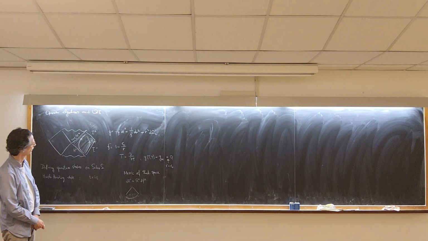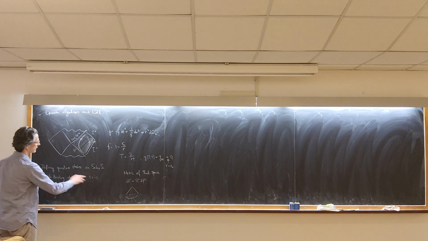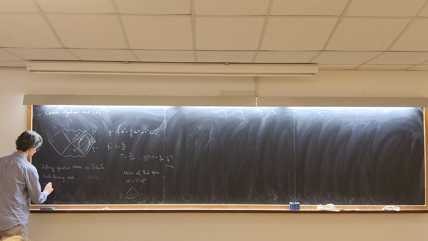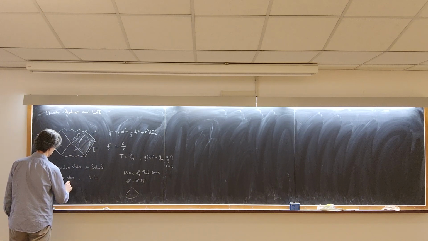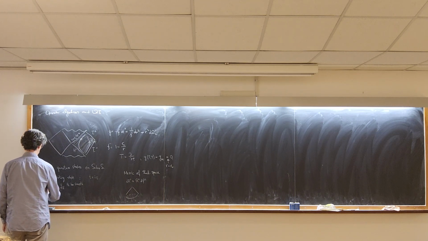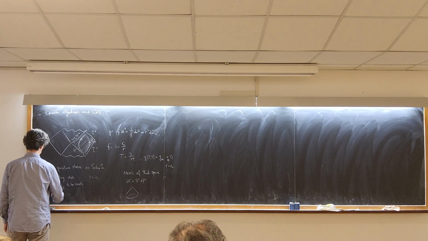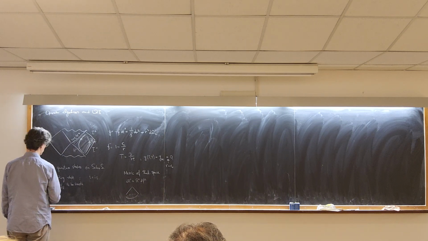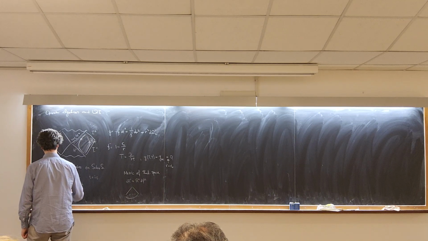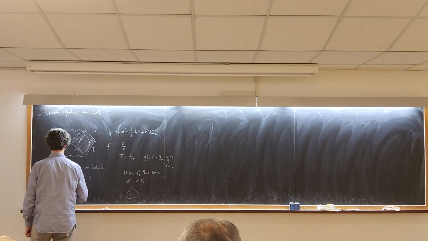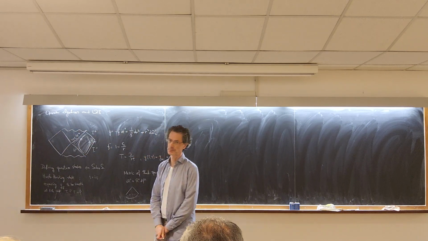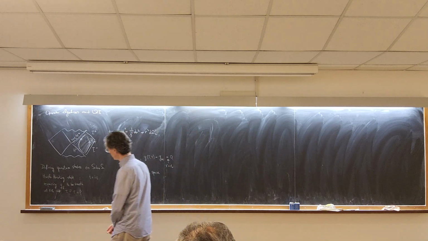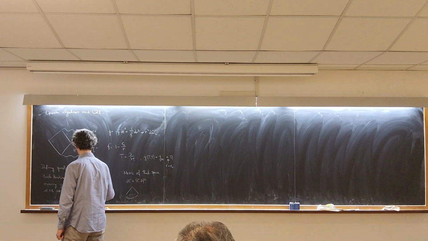Anyway, if you require that the analytically continued Euclidean metric be smooth, then when r is r plus, we must impose that tau is identified periodically with some period beta, and beta is the inverse of the Hawking temperature.